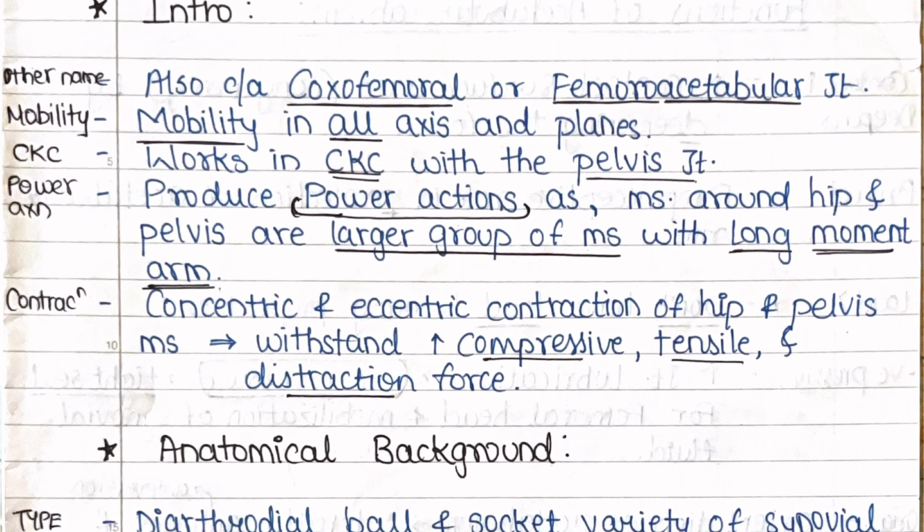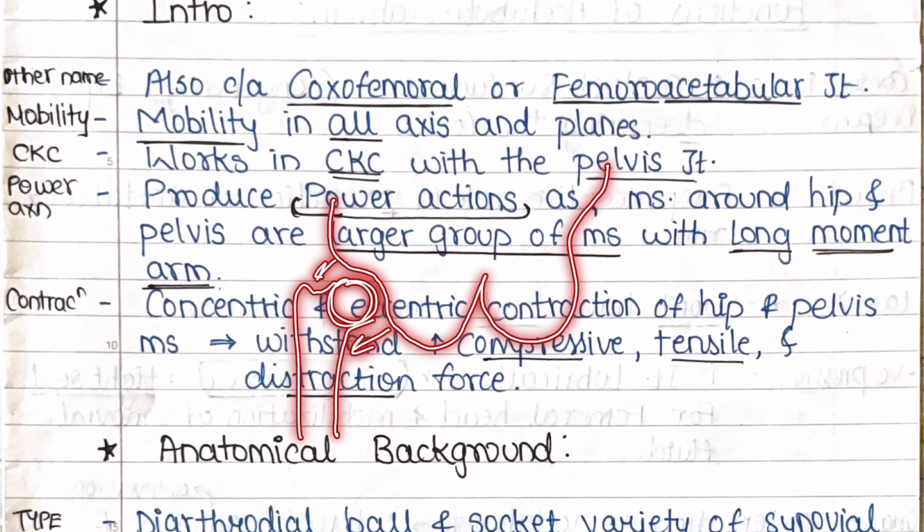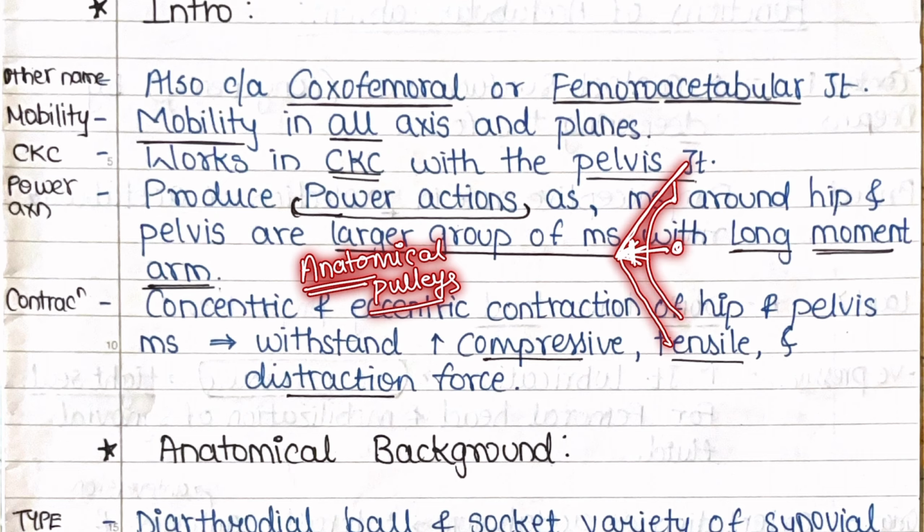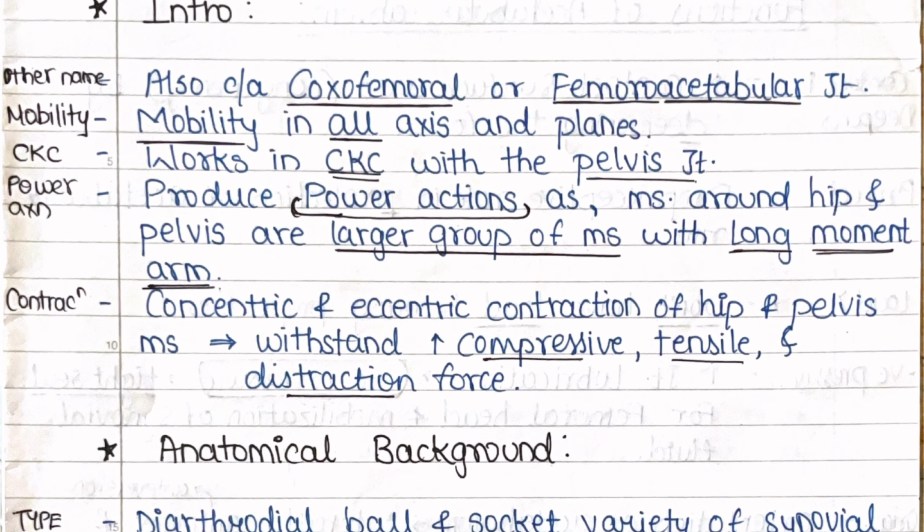As you know, our hip joint is somewhat like this and our femur is like this, so it works in close proximity with this, as these both structures are attached. Then comes the power action. The muscles around the hip joint have long momentum, as you might have learned in anatomical pulleys: the greater the distance of the muscle or the ligament, the greater is the momentum and the greater is the action. To understand this point, you should be aware of the anatomical pulleys.